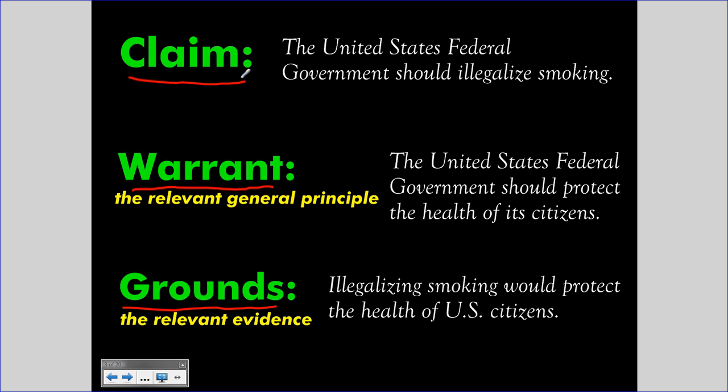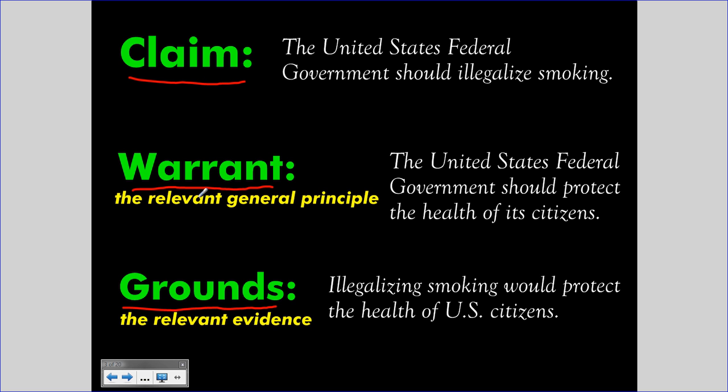The claim is the point. That's the resolution that you've written. So you should have already written something like this. The warrant is the value, the morality, the ideal, the principle that's involved. And the grounds, those are the evidence that you will research. So you'll research a bunch of different statements, facts, polls, statistics, case studies, stories, and so on. Those will be your grounds.